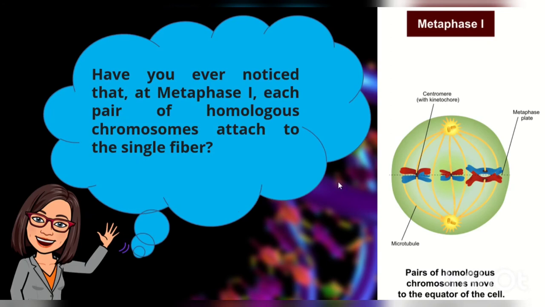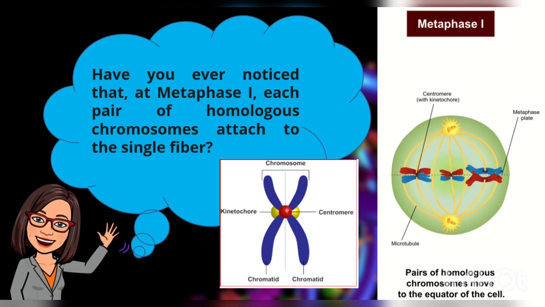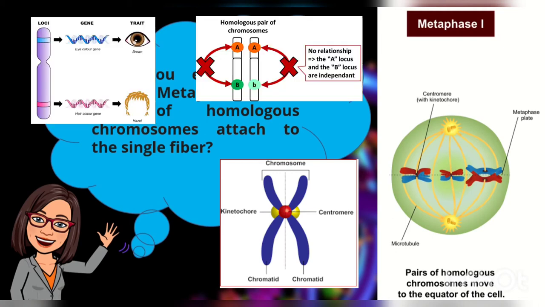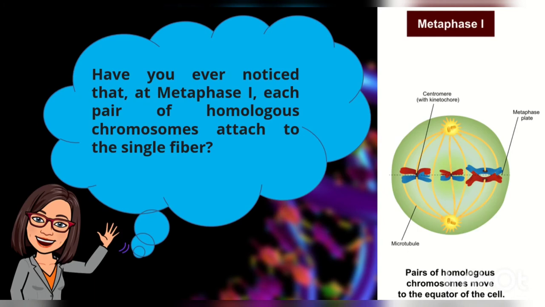Have you ever noticed that at metaphase 1, each pair of homologous chromosomes is attached to a single fiber? The nuclear envelope and the nucleolus disappear completely. Centrioles produce spindle fibers. These spindle fibers will attach to the kinetochore of the homologous chromosomes. Homologous chromosomes align at the metaphase plate or the equatorial plate. In the figure, you can see that the loci or the arms of each sister chromatid vary in color because they obtained different but corresponding sets of genes from their homolog during crossing over.